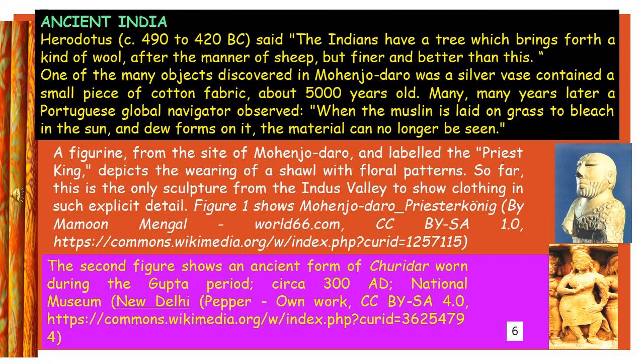5000 years old. Many years later, a Portuguese navigator observed that when muslin is laid on grass to bleach in the sun and dew forms on it, the material can no longer be seen. A figurine from the site of Mohenjo-daro, the Priest King, depicts the wearing of a shawl with floral pattern. So far, this is the only sculpture from the Indus Valley to show clothing in such explicit detail.